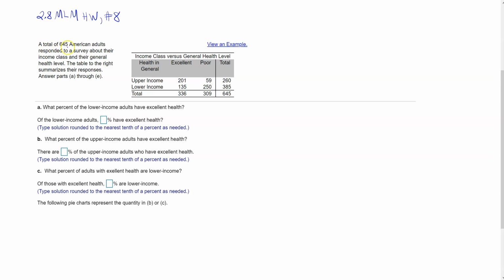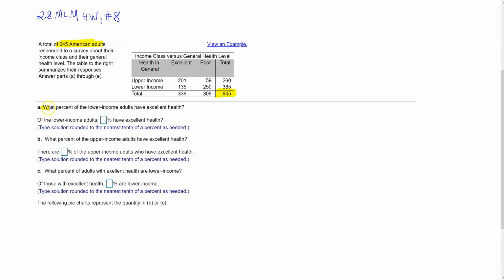A total of 645 American adults responded to a survey about their income, class, and their general health level. The table to the right summarizes their responses. Okay, so 645 American adults were surveyed. I can see that here in the total of this two-way table. And we're describing their general health as either excellent in this column or poor in this column. Two extremes, right? And then their income is either upper level or lower level. Again, two extremes, no middle income there, or no middle of the road for health. But these are our options we have.